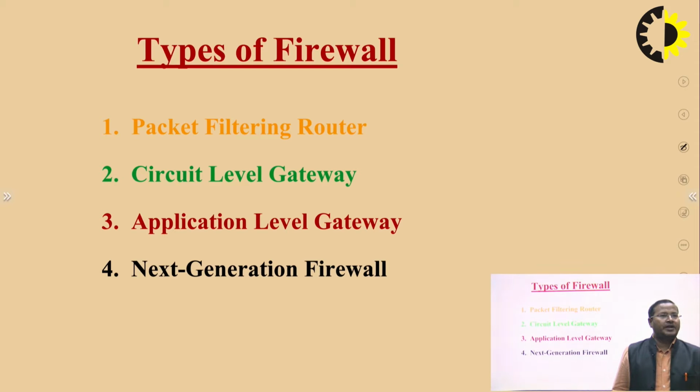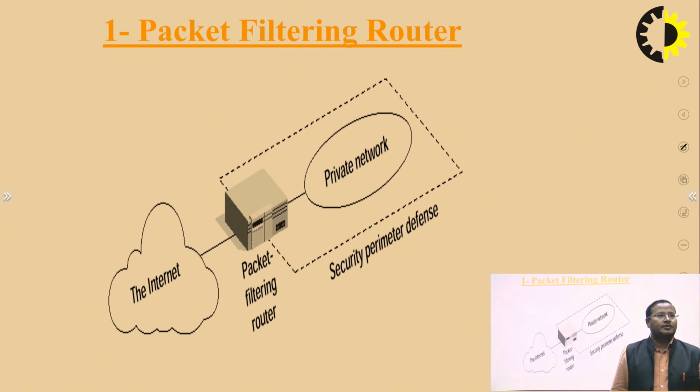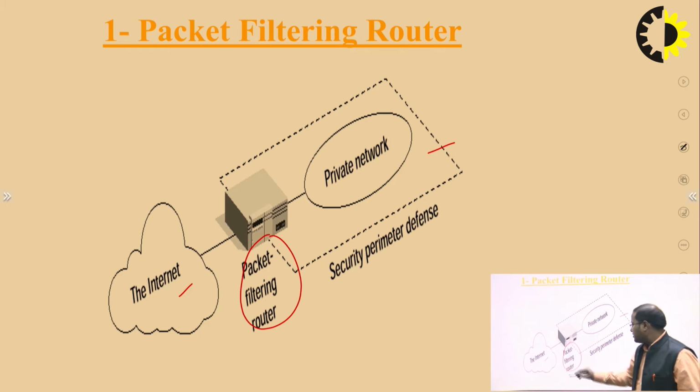So, what are the main types of firewalls? According to our syllabus, they are the packet filtering router, circuit level gateway, application level gateway, and next generation firewall. The first category is the packet filtering router. In this diagram, here is the internet, that is www, and the private network, and the packet filtering router is present here.